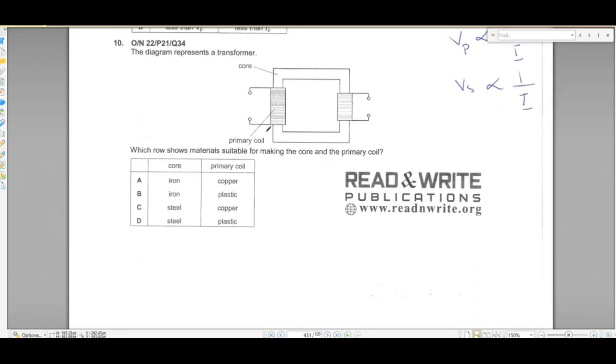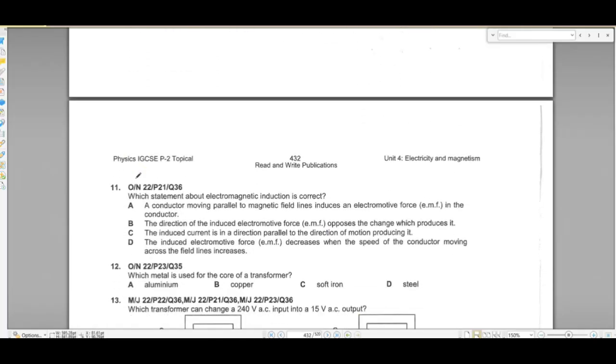Question number 10. The diagram represents a transformer. Which row shows material suitable for making the core and the primary coil? The core of the transformer is always made with soft iron, and the coiling is made with copper because it is a good conductor of electricity. So the core is made with iron and the primary coil with copper, so option A is correct.